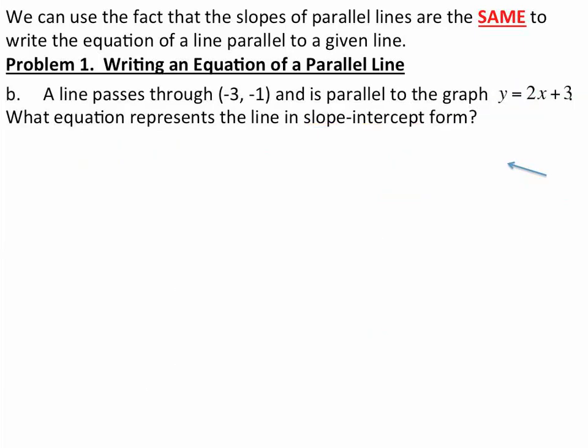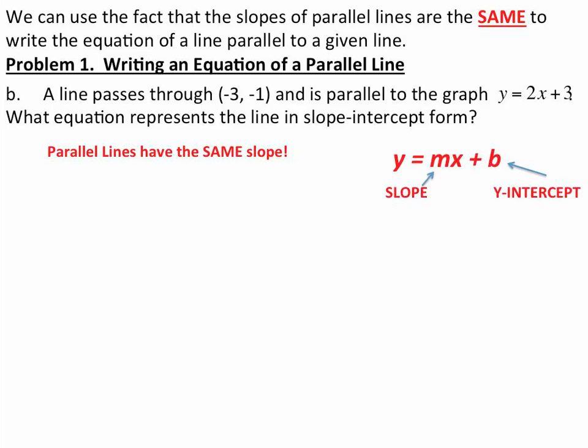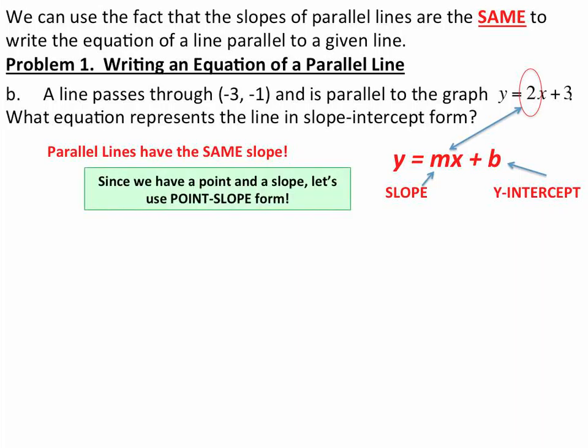Great. Let's take a look at another example. I'm going to go through (-3, -1). I'm going to be parallel to the graph y equals 2x plus 3. Again, parallel lines have the same slope. That line that they gave me is in slope-intercept form, so I can identify the slope pretty quickly. The slope is 2. Now I have a slope and a point, (-3, -1), and the slope of 2.